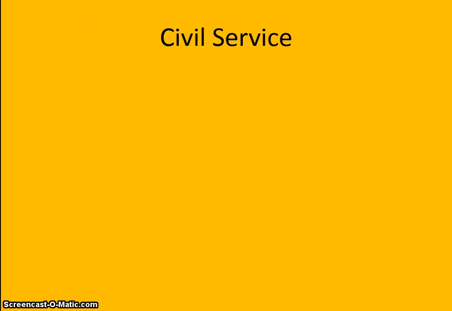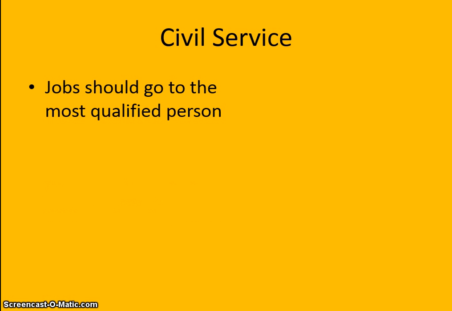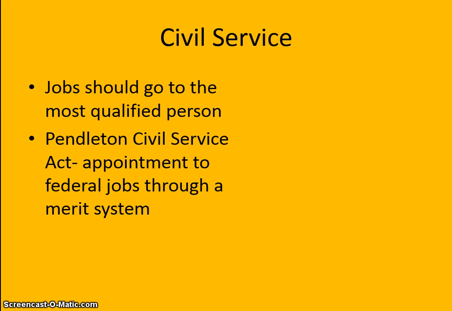And then civil service. This is the beginning of the progressive movement where you try to fix the problems of the Gilded Age. Now, civil service means that jobs should go to the most qualified person. Before, it was based on who you know, and now it's based on who's most qualified. So basically, you would do an interview, take a test, and the person at the end of the day who was the most qualified would get the job. That's civil service. And then ultimately, the Pendleton Civil Service Act was passed, and this was an appointment to federal jobs through a merit system.